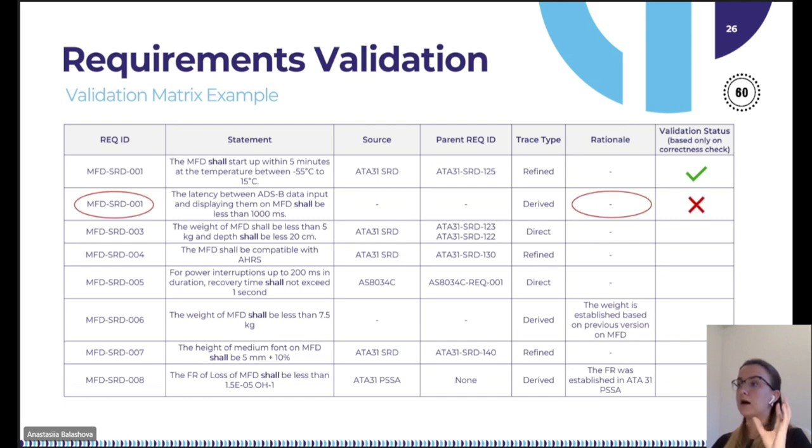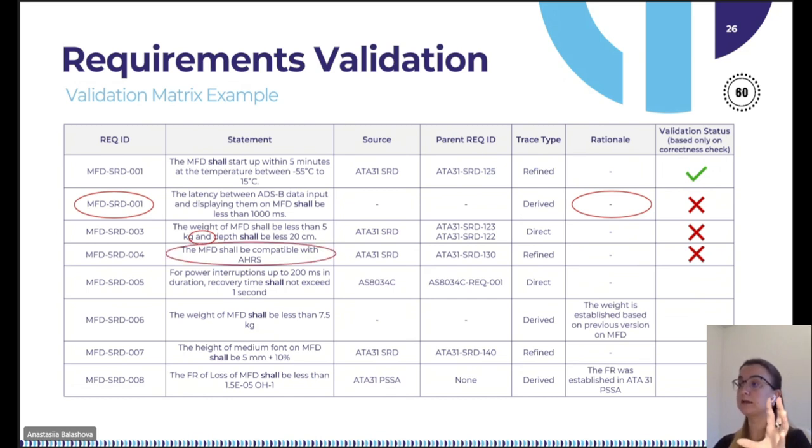All right, the third requirement. Trace type correct, statement correct. We have two physically different characteristics combined in one requirement. Thus, it's better to split them. Should be reworked. Fourth requirement, ID correct, trace type, source correct, statement too vague, is not verifiable, should be reworked.